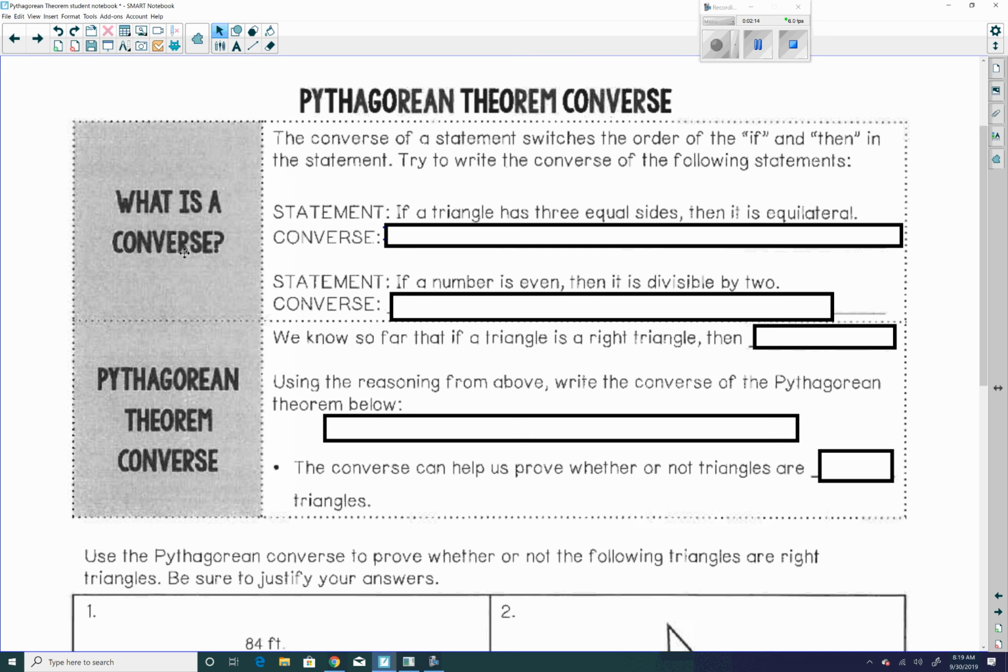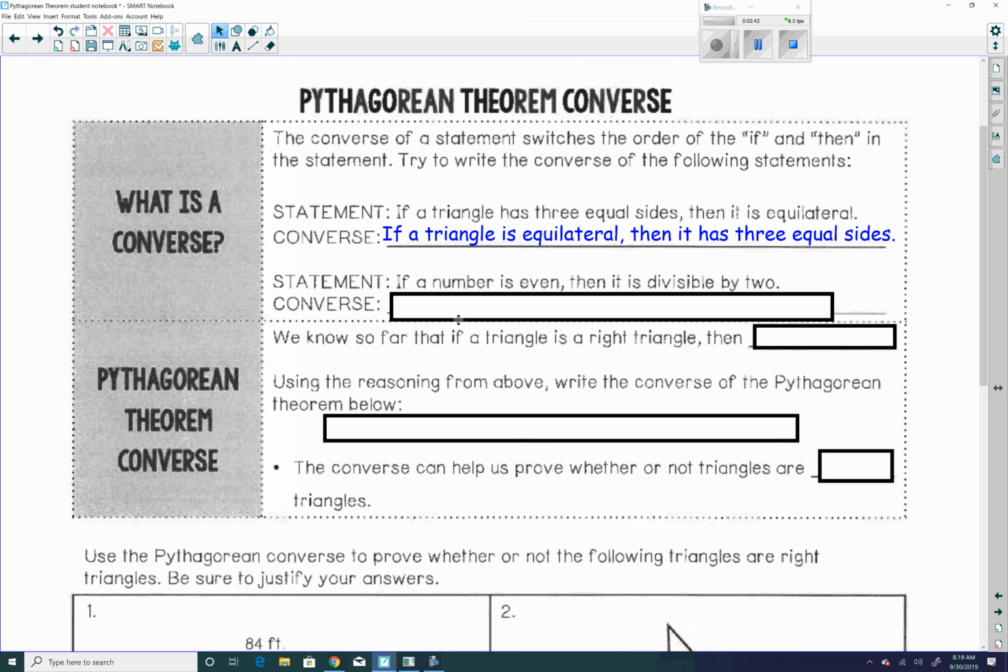So a theorem is a statement that can be proven to be true, and we're just going to practice with a couple of other statements here. So if we're talking about a triangle with 3 equal sides, then it's called equilateral. The converse of that would be if a triangle is equilateral, then it has 3 equal sides. Now this is different from the Pythagorean theorem. This is talking about equilateral triangles.